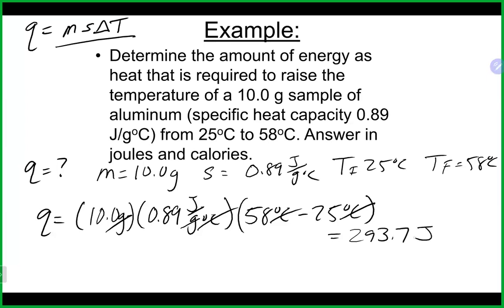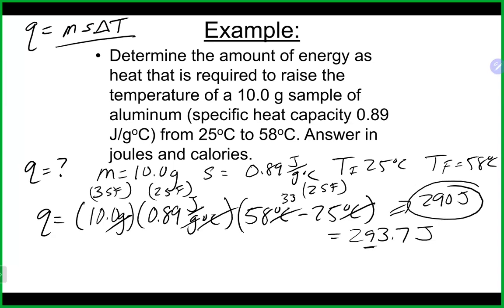That's going to get us 293.7 joules. If we think significant figures here, which we probably should, this number has 3 significant figures. This one has 2 significant figures. And when we subtract, we get 33, which is also 2 significant figures. That means our answer should end up at 2 significant figures, and that would get us something like 290 joules in this particular case. First off, any question on that part of the calculation?